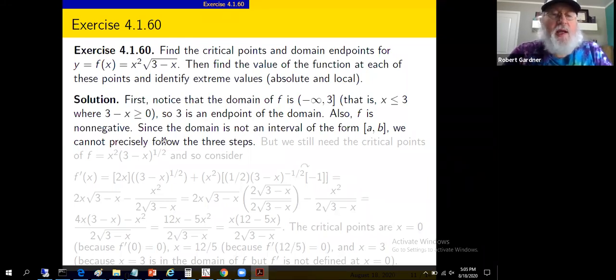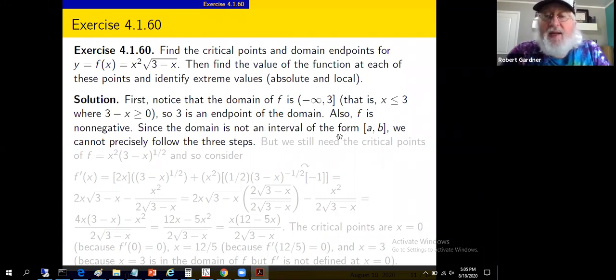The function is non-negative. You believe that? X squared, that's non-negative, regardless of what x is. And the square root of some stuff, that's non-negative. Square roots are never negative. We've been through this. So this is a product of two non-negative things, and so is itself non-negative. It could be 0. In fact, it's 0 when I plug in x equals 0. It's 0 when I plug in x equals 3 as well. Get the square root of 0. But the function is non-negative.